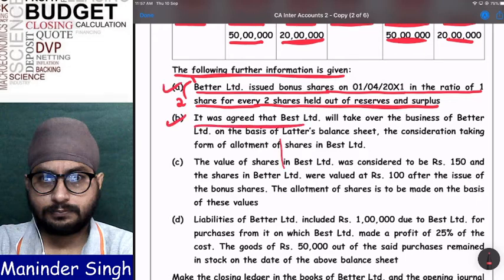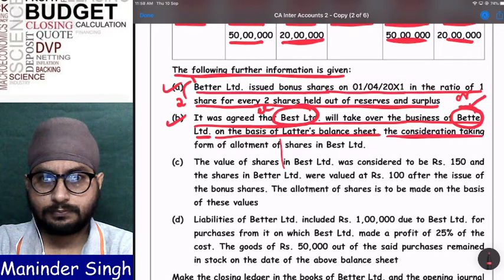Next. Point number B. It was agreed that Best Limited will take over the business of Better Limited on the basis of the latter's balance sheet. Sir, who is taking over? Whose business? Better Limited. Now tell, who is the transferor? Better. Who is the transferee? Best Limited. Clear? Who is the transferor? Better Limited. Who is the transferee? Best Limited. Now, the consideration is taking the form of allotment of shares in Best Limited.